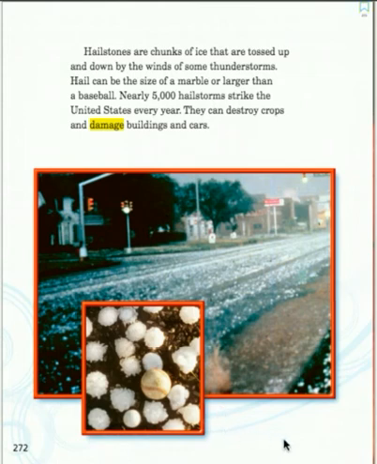Oh, new photograph. Looks like we are changing storms. Hailstones are chunks of ice that are tossed up and down by the winds of some thunderstorms. Hail can be the size of a marble or larger than a baseball. Nearly 5,000 hailstorms strike the United States every year. They can destroy crops and damage buildings and cars.